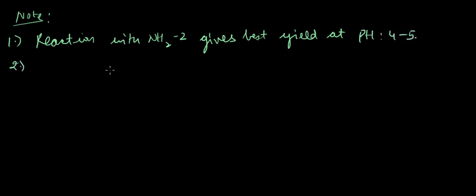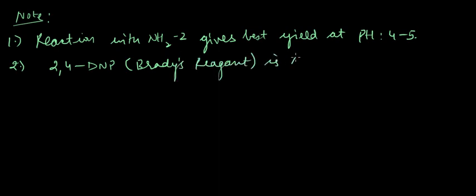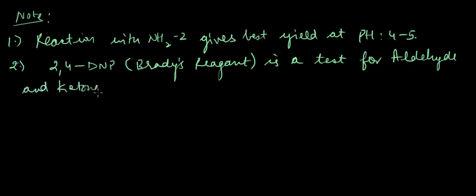Okay, second point is 2,4-DNP is a test for aldehyde and ketone. 2,4-dinitrophenylhydrazine, which is also called Brady's reagent, is a test for aldehyde and ketone, as we saw in the previous lecture, that they form colored precipitates of red, orange and yellow color.